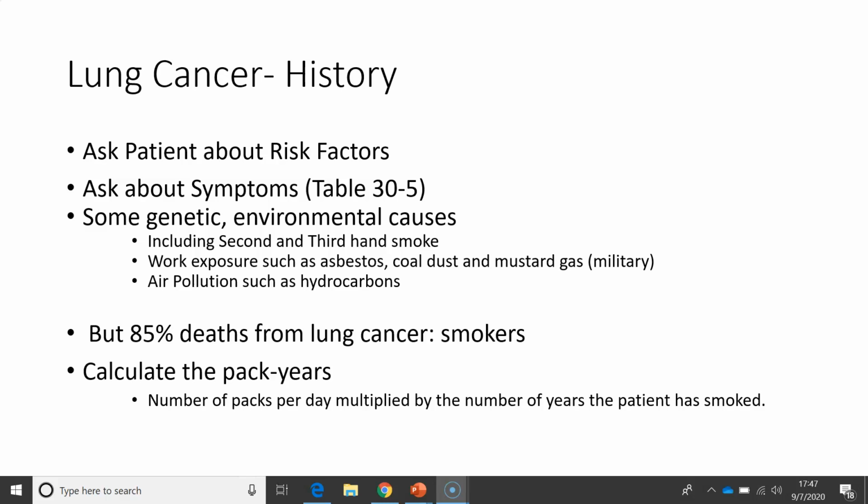But the main reason that people have lung cancer is from smoking. 85% of deaths from lung cancer are from smokers. So it's very important when someone tells you that they smoke that you calculate their pack-years. That is the number of packs per day multiplied by the number of years the patient has smoked.